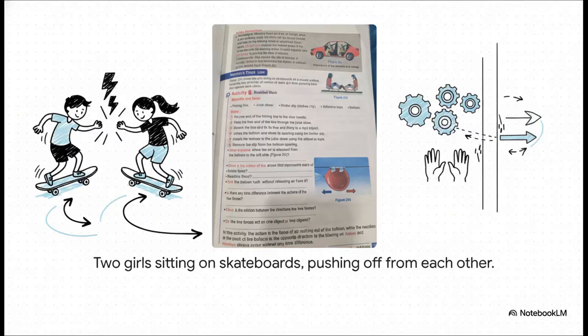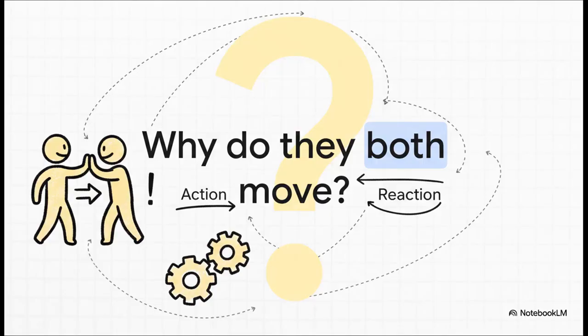Our story starts with a scene you've probably seen 100 times, maybe even in a physics textbook. But just ignore the text for a second and look at the picture. Two friends on skateboards. One pushes off the other, and right away, we have a puzzle. Why do they both move? I mean, it looks like only one person is actually doing the pushing, doesn't it? Well, the answer to that question reveals a fundamental secret about how our entire world works.